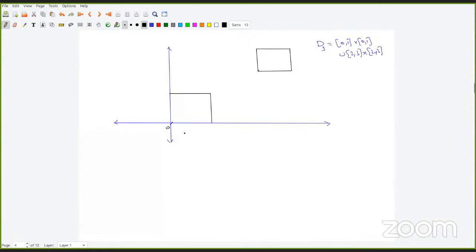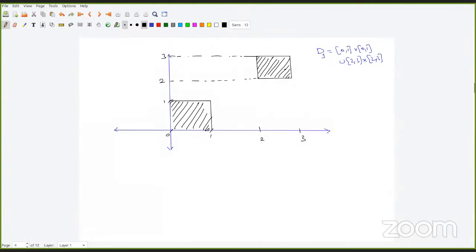Something like this. So 0, 1, and this is 2, and this is 3, this is 1, this is 2, and this is 3. So now our new region D1 will be this, combining these two regions. That will be the D1.